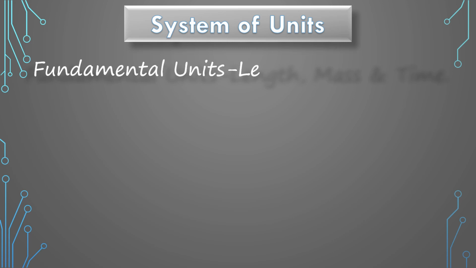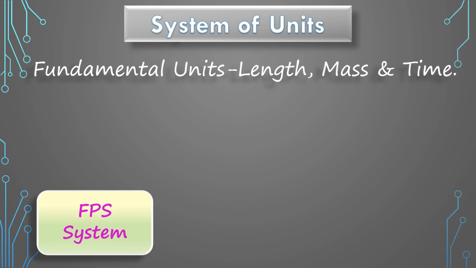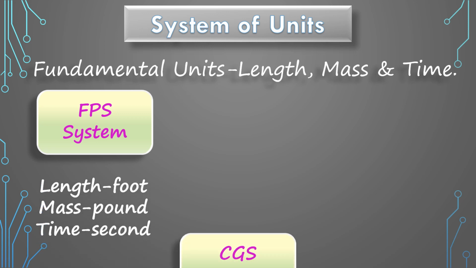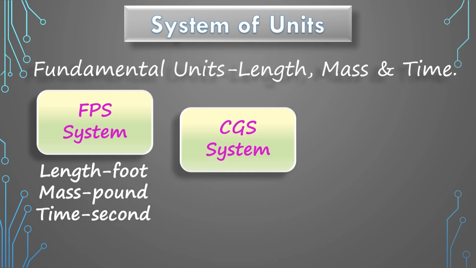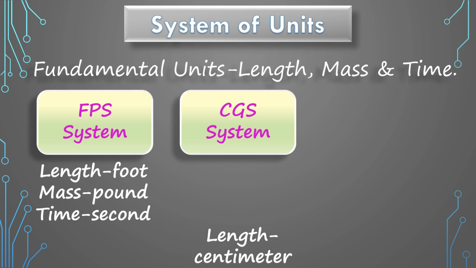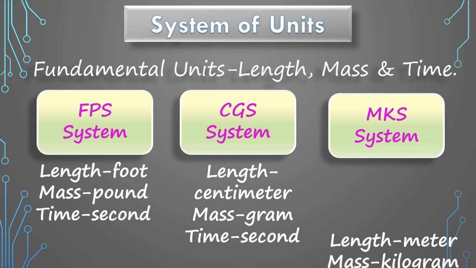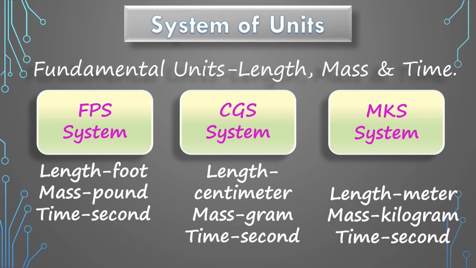All these three systems had three fundamental physical quantities: length, mass and time. In the FPS system, the fundamental units were foot, pound, second. In the CGS system, these were centimeter, gram and second, whereas in the MKS system, the fundamental units were meter, kilogram and second.